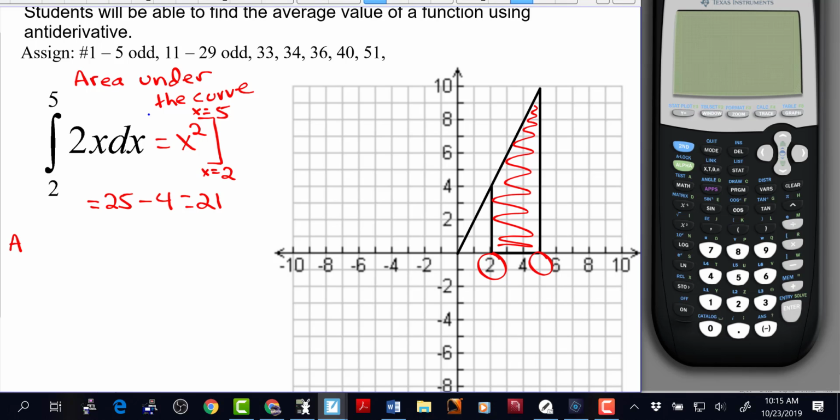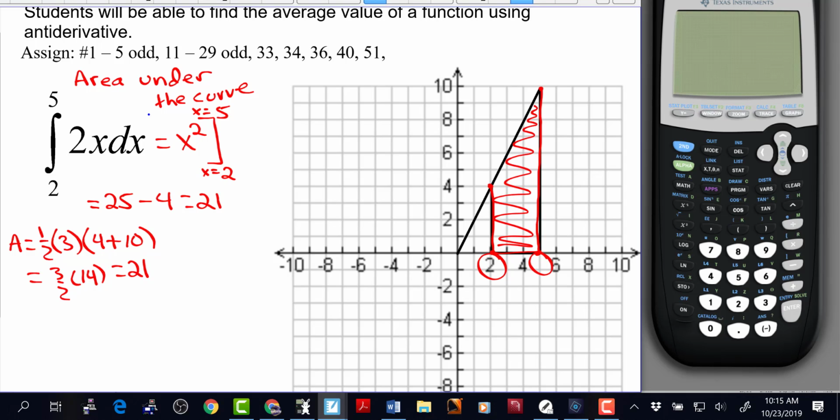So the area of a trapezoid is 1/2 times the height. The height here is actually 3. Base 1 is the y value for 2, which is 4. And then base 2, and you can interchange those, is the y value at 5, which is 10. So 3/2 times 14. 14 divided by 2 is 7, times 3 is 21.